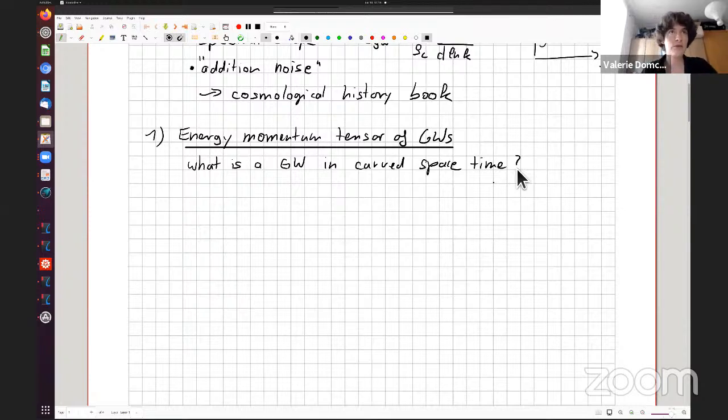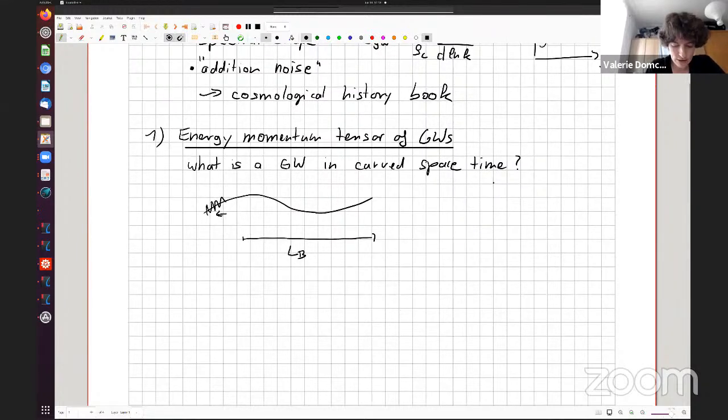But if we have some curved background like this, and then we have maybe some gravitational wave like this, how do we even decide what is the gravitational wave and what is the background? And in fact, it is only possible if we have a separation of scales. So if there's a typical length scale associated with the background, let's call it L_B, and there's a typical length scale associated with the gravitational waves, call it lambda_GW.